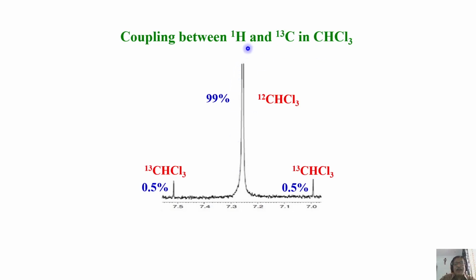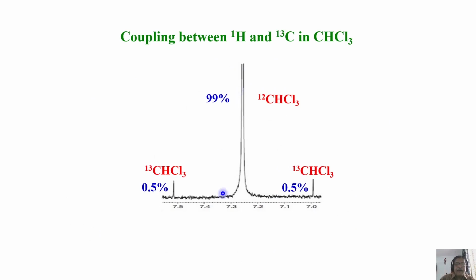What you see in the proton spectrum corresponds to the 99% of molecules attached to carbon-12, that is, 12CHCl3. What is the magnetic moment of carbon-12? Spin is 0, so there is no magnetic moment. So it cannot couple to this proton. As a consequence, you will see only one single peak. But why did we see a doublet in carbon-13 NMR? Because we are directly looking at the carbon-13 isotopomer. In the proton spectrum, it is a mixture of both carbon-12 and carbon-13 isotopomers. Remember.